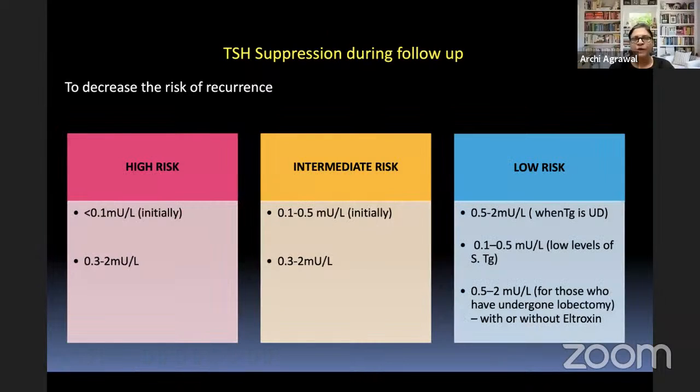So how do we do TSH suppression during follow-up? In the high risk, you would need a higher TSH suppression in the initial phase till the patient is treated. Otherwise, then the TSH level can be kept in the normal range. In the intermediate also, in the initial 6 months, you will put the TSH in a lower limit, and later the patient can be put in normal TSH dosage. Low risk category, there is no need of any suppression, and the patient can be in the normal levels of TSH.